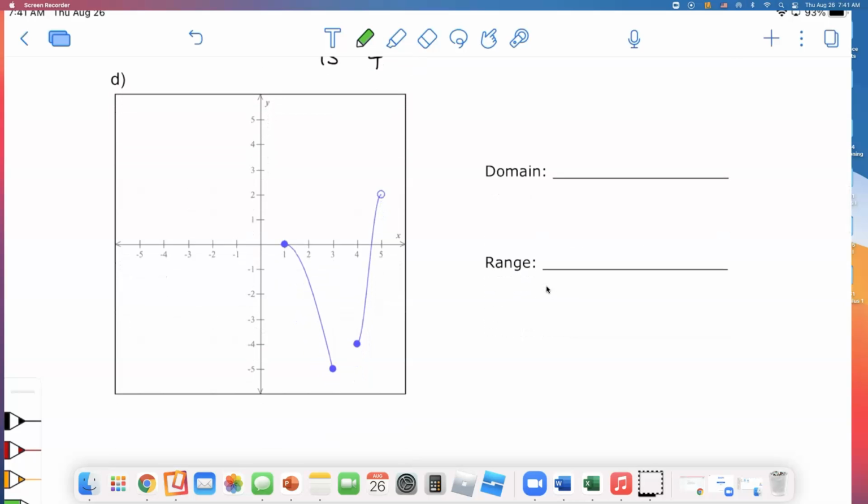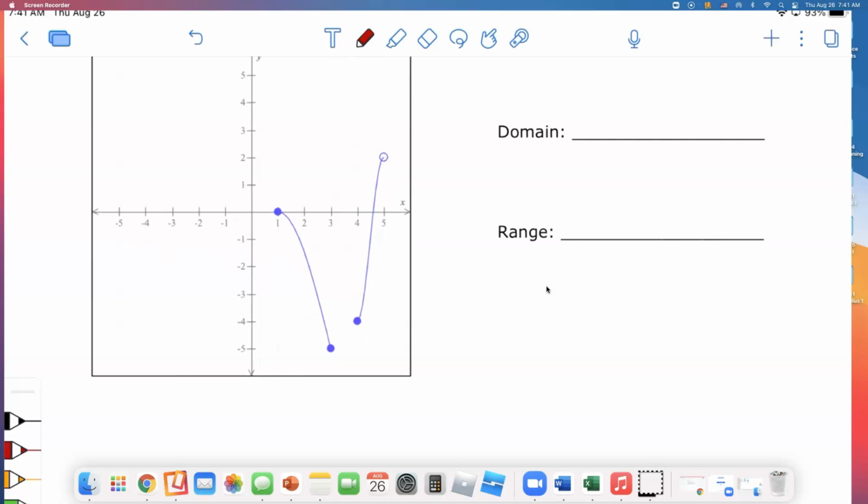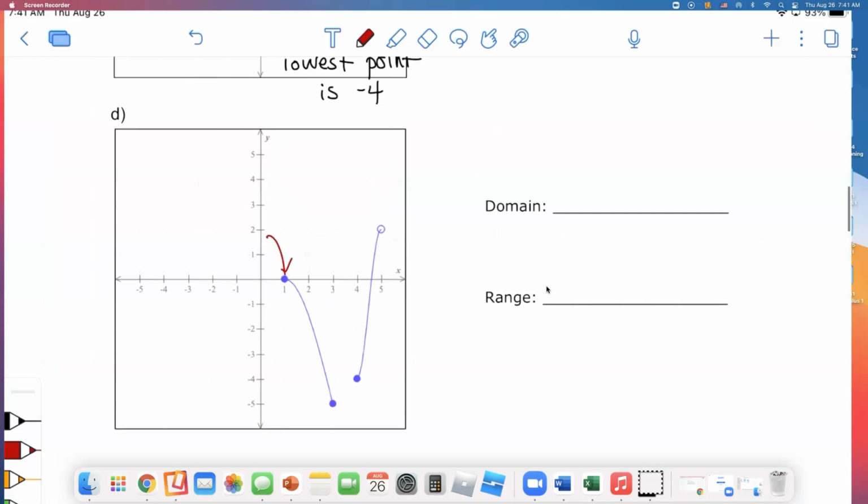So let's read the domain of this graph. I have 2 pieces, so I should start from the one on the left, okay? So it starts at what number? Well, we have to be very careful because I almost said 1. And I think that's actually, you know what, that's correct. So if you take a look at this ordered pair, this point, the ordered pair is (1, 0), right?